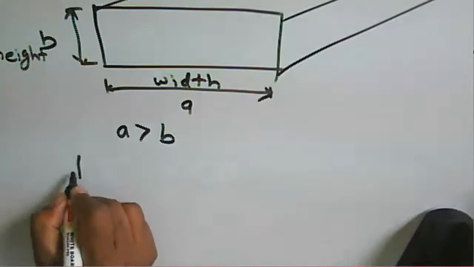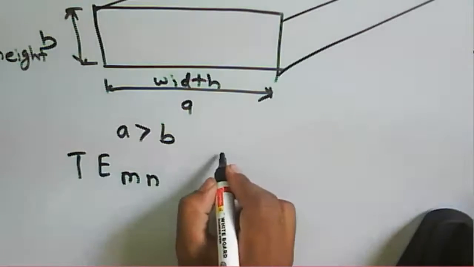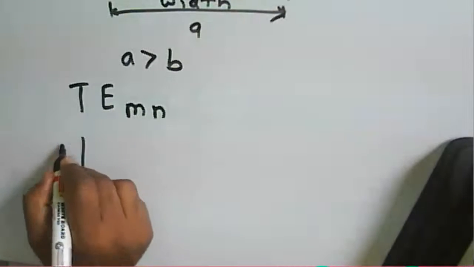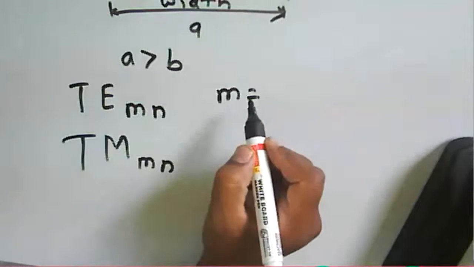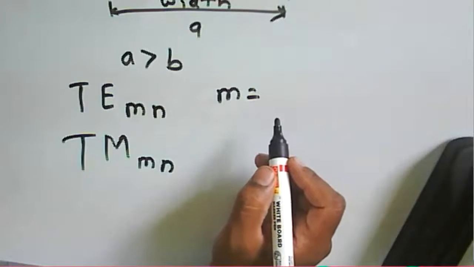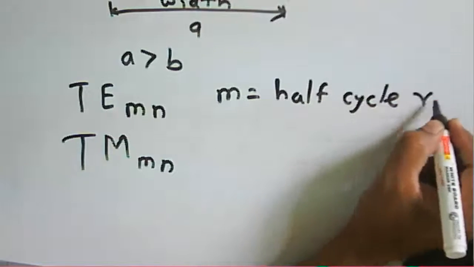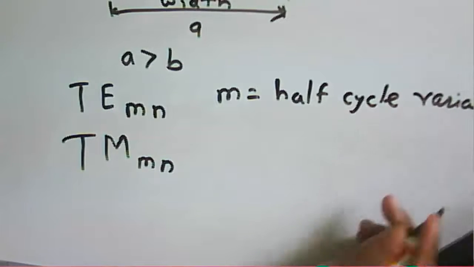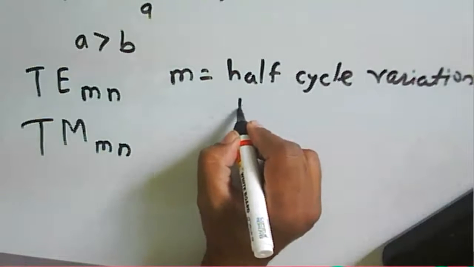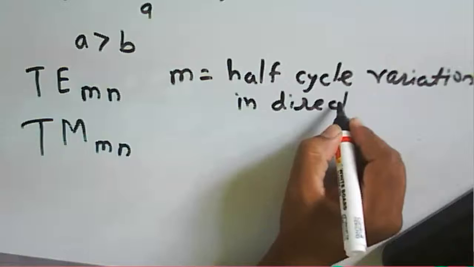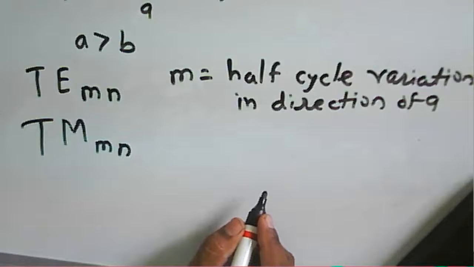And then we say that a TE mode of propagation is what? TE M N, or we can say TM M N. If you use M here, M is nothing but a half cycle variation, in the direction of A. That is a half cycle variation for this M here.